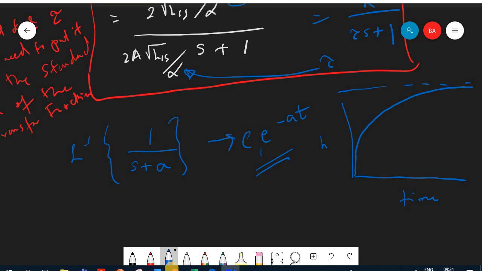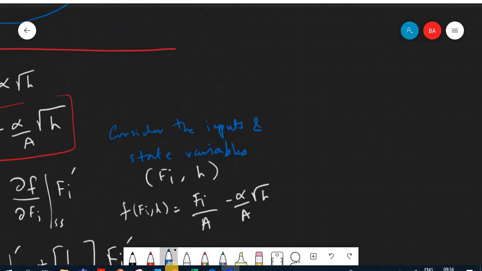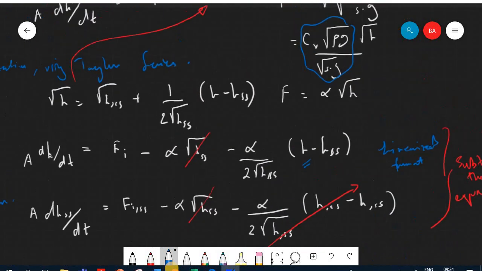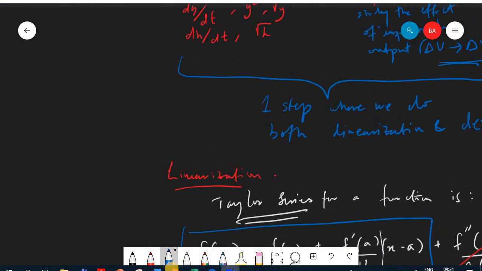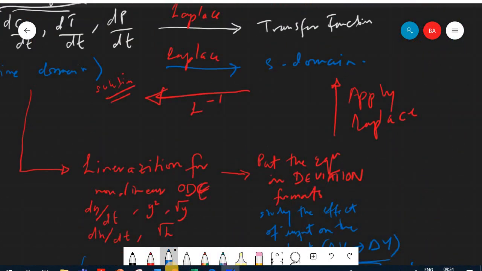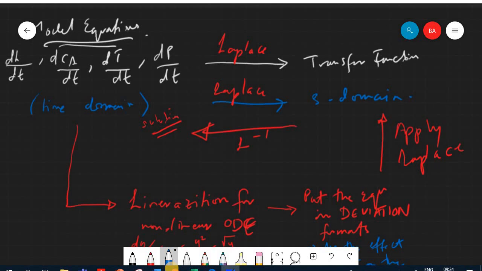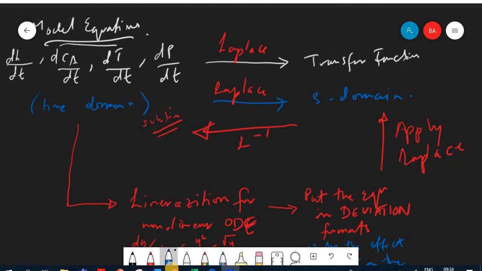It has been very interesting, and we have taken today two methodologies of how to do the linearization and put it in a deviation format, and to find what? To find the transfer function. If we just go to the top there, this is where we started, and when we started, what did we say? We said that we have the model equations of dh by dt, dCa by dt, dT by dt, dP by dt. We solved now the example for dh by dt, and we are going to solve the examples again for dCa by dt.